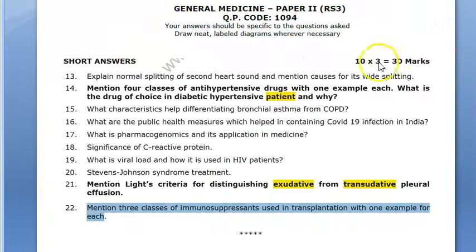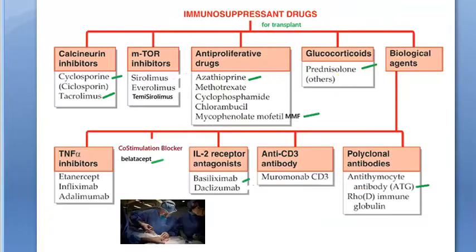They have asked this only for 3 marks, so let's get quickly to it. The drugs that you should know for transplant: antiproliferative drugs like azathioprine, mycophenolate mofetil. Don't talk about methotrexate. Antiproliferative drugs inhibit lymphocyte proliferation by blocking DNA synthesis.